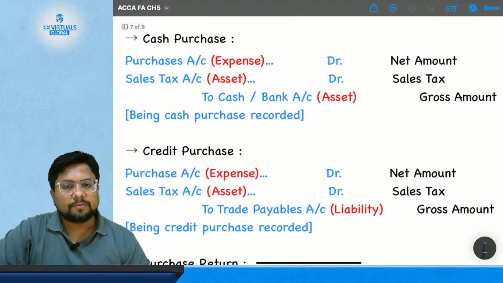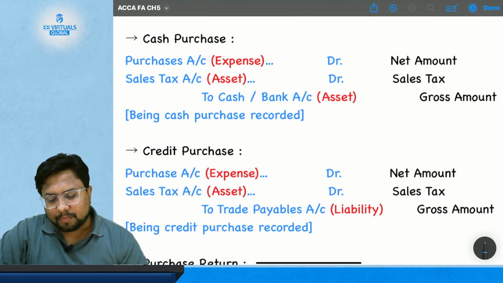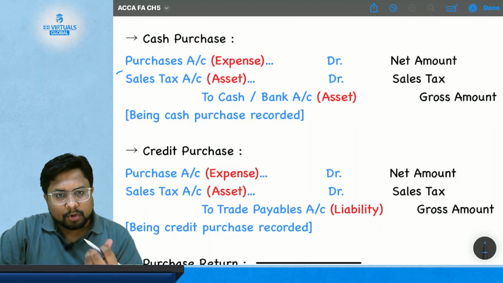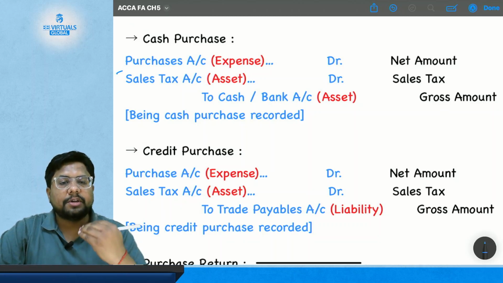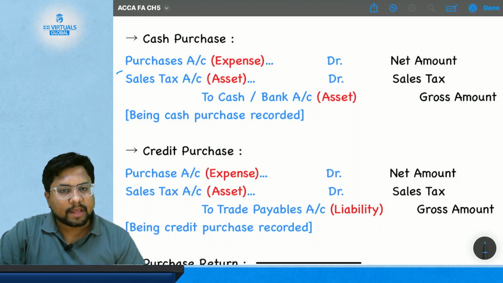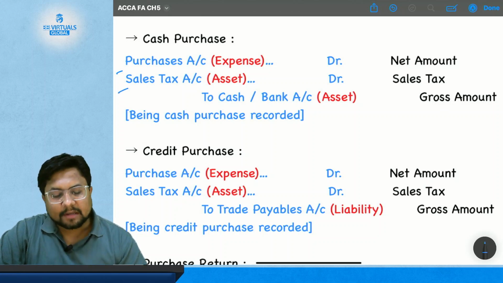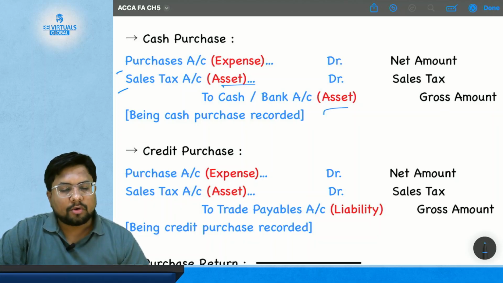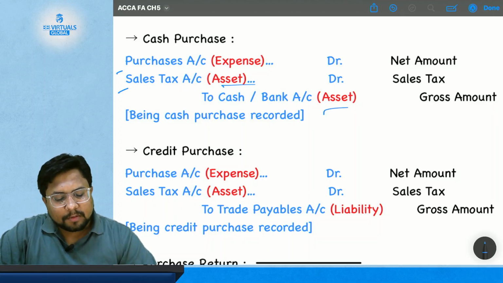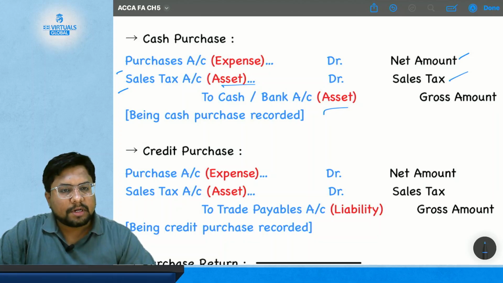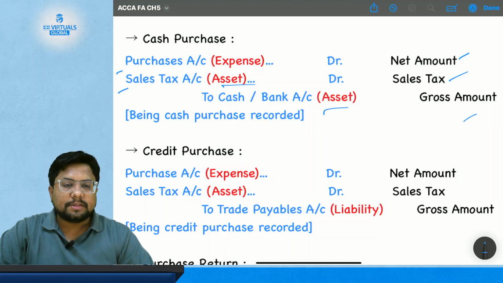Then when it comes to cash purchase, purchase will be debited, and now you are doing the purchase. So what will happen? It will generate an input tax. So input tax is your asset. So sale tax account is debited because it is the asset, to cash or bank. So purchase will be of net amount, sale tax will be of sale tax amount, and cash amount will be of gross amount, that is including net amount and sale tax.